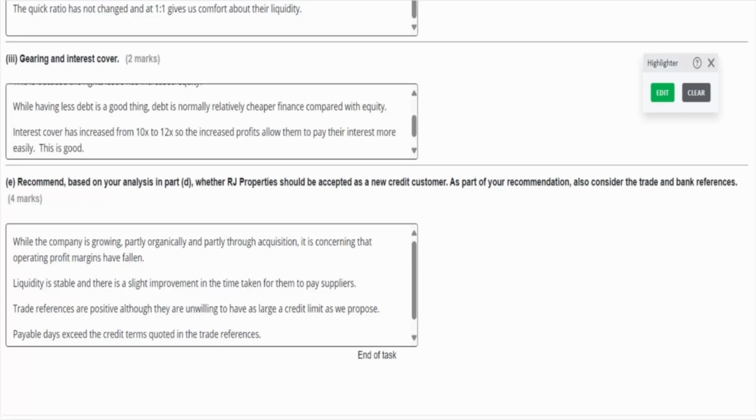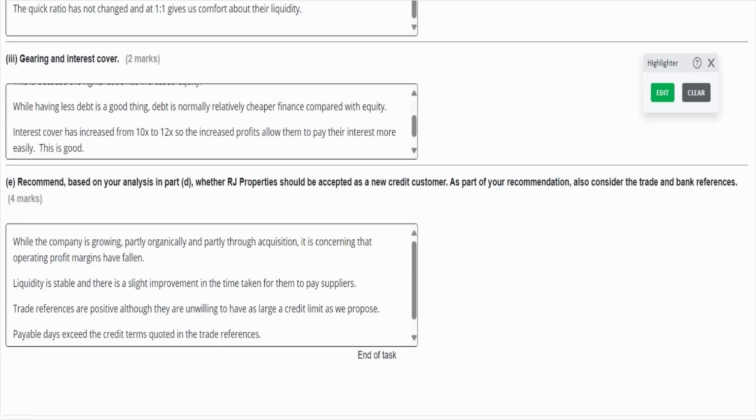So in terms of the number of days, the existing trade references provide credit for fewer days than we're providing, which should give us some comfort. Because if they're able to pay within 30 days and pay within 45 days, then we should be comfortable that they're able to pay within a longer 60 days.